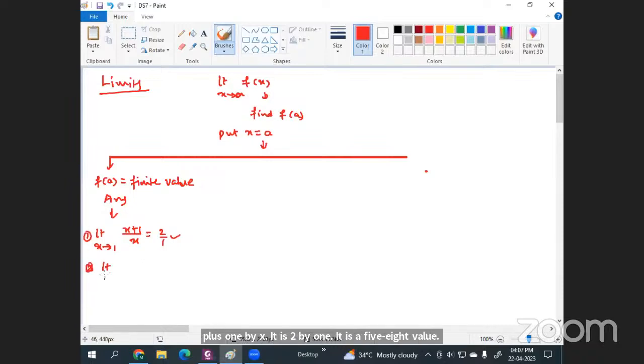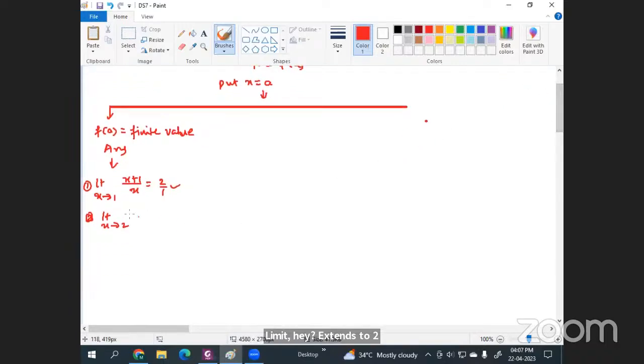Limit x tends to 2, f of x, that is x minus 1 by x plus 2, equals 1 by 3. This is also a finite value, we can leave the answer like this.